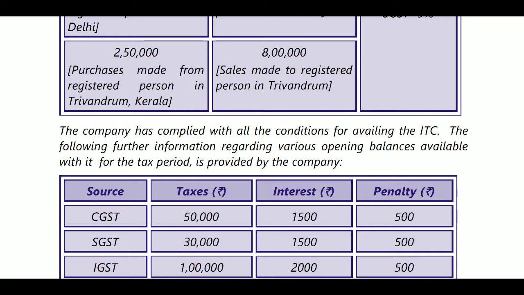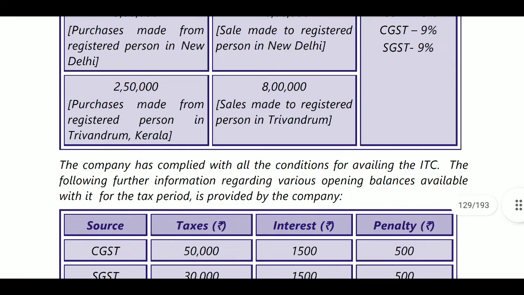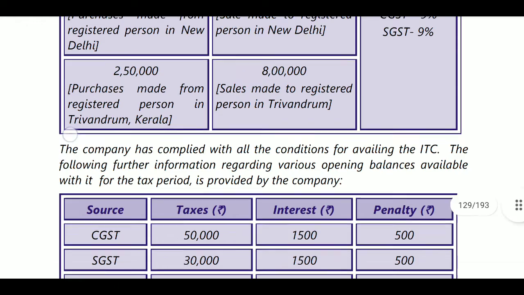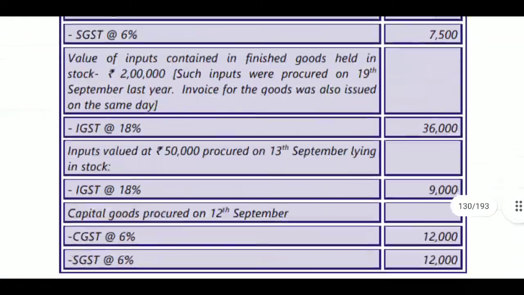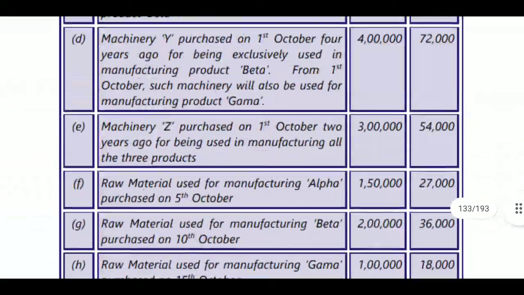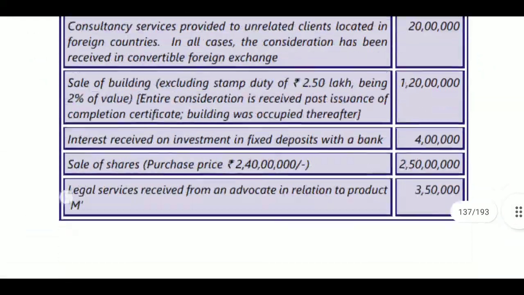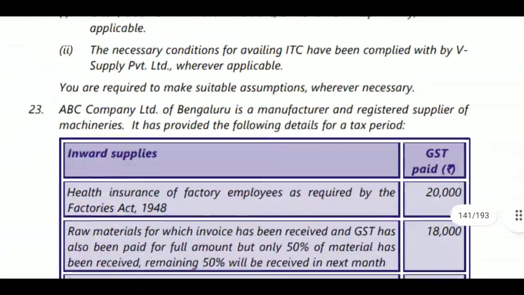2 lakh 50 into 9%, 9%, it will be 22,500. And we should pay the amount of 8 lakhs into 9%, it becomes 72,000. So 72,000 amount will be deducted, and the eligible IGST of 10,000 will be utilized by any person, that is CGST person or SGST person, or both may utilize it.